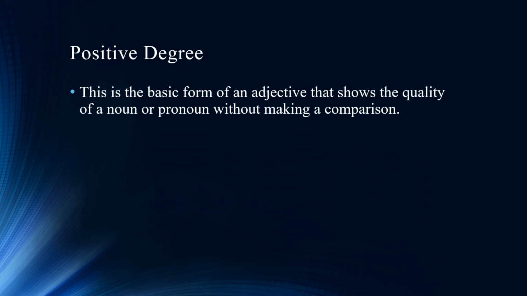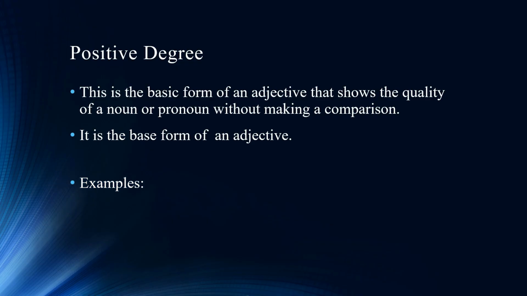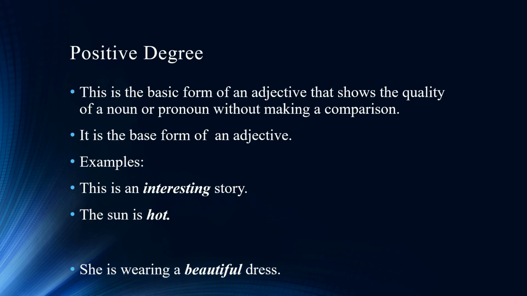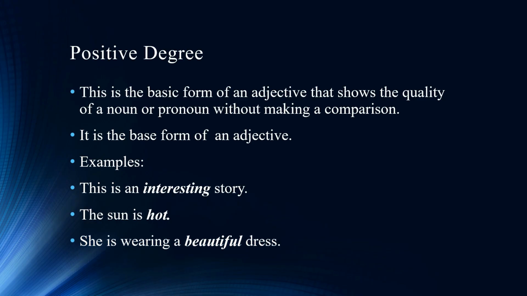Positive degree of adjective is the basic form of an adjective that shows the quality of a noun or pronoun without making a comparison. So in positive degree, we don't make a comparison. This is the basic form, or you can say the simple form of degree of adjective. It is the base form of an adjective. For example, this is an interesting story. The sun is hot. She is wearing a beautiful dress. So here you can see interesting, hot and beautiful. These words are positive degrees of adjectives.